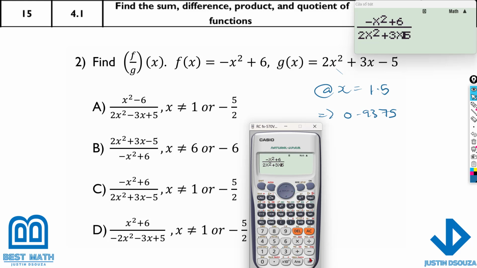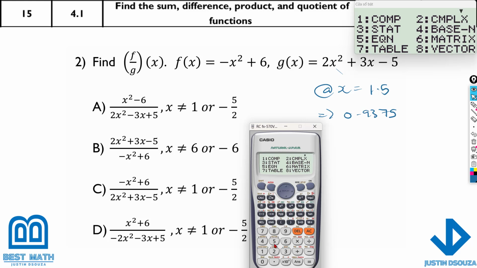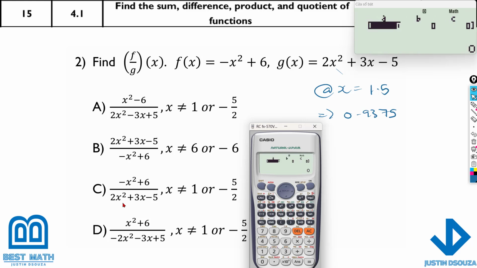And over here we have minus. So here we get, yes, the same answer, that is 0.9375. Only one correct answer must give it. But if there are two correct answers, then look into the denominator. Whatever it is, just solve it up. Use the coefficients 2, 3 and minus 5. That will give us 1 and minus 5 by 2. So this is the correct answer.